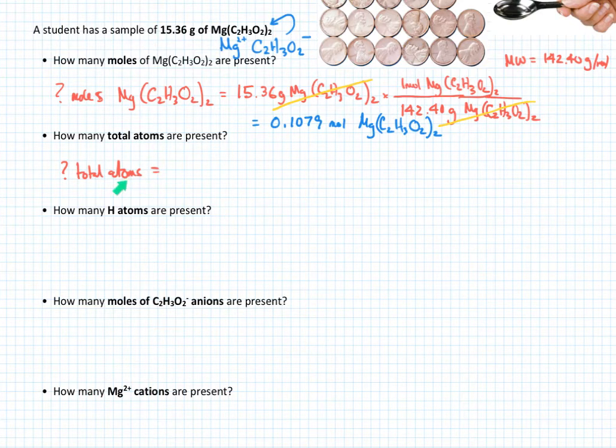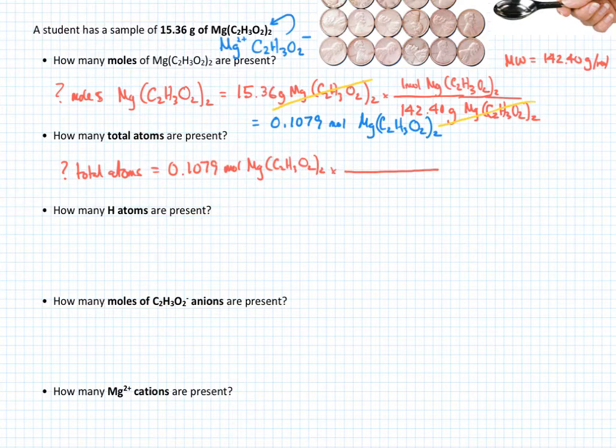How are we going to get a large number? We're going to have to get Avogadro's number into this calculation somehow. So how many total atoms is going to be my starting number of moles, 0.1079 moles Mg(C2H3O2)2. Should have picked an easier one to write, times, now I need to find out how many atoms there are in this compound.